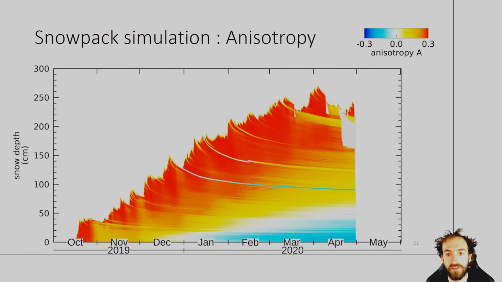Now this is the anisotropy simulation for the snowpack. Red is horizontal structure and blue is vertical structure. So we can see that the snowpack started as a rather horizontal snowpack, and then vertical structures gradually developed starting in January, but the snowpack remained on average horizontal. It's also important to note that anisotropy values range between -0.3 and 0.3, which shows that there is an anisotropy to the snowpack, but it's not highly anisotropic.